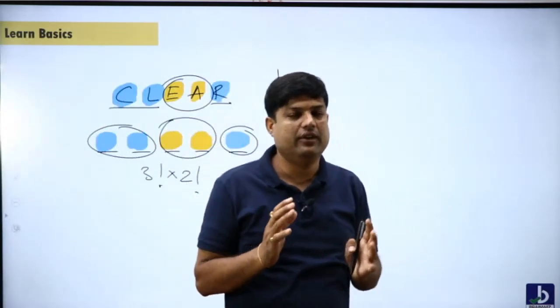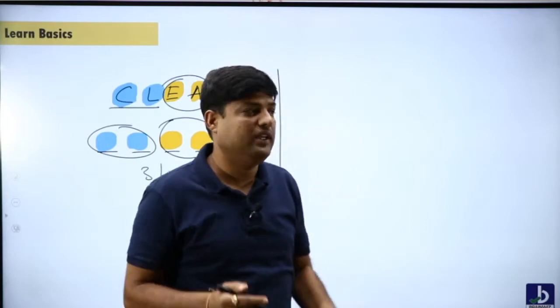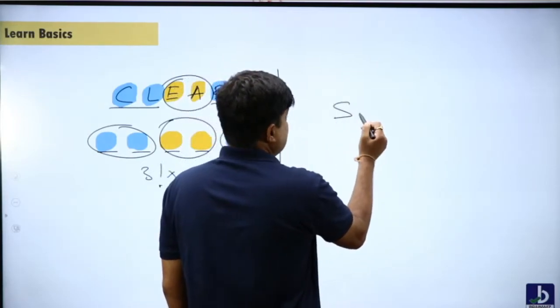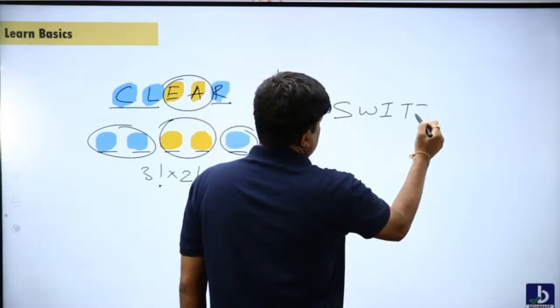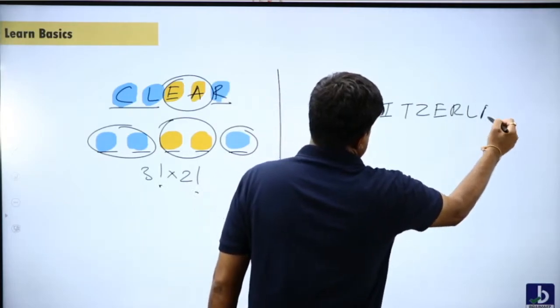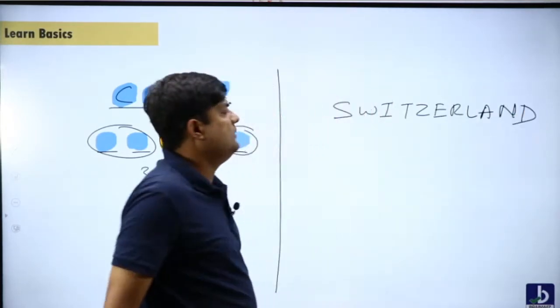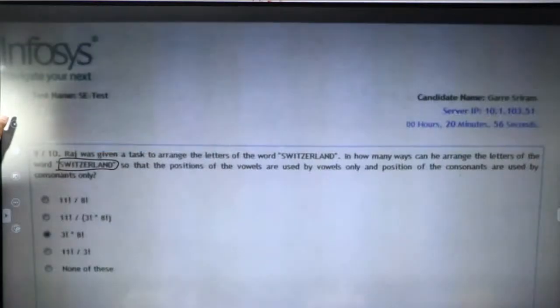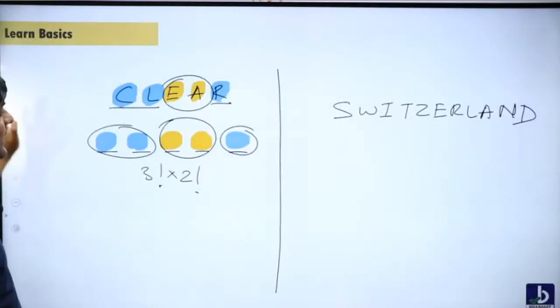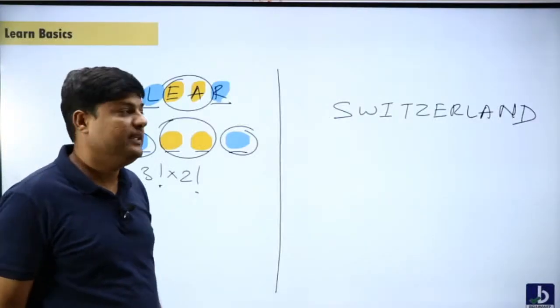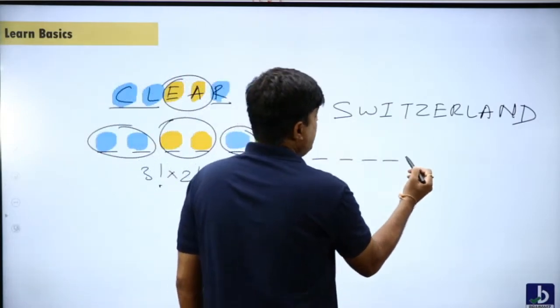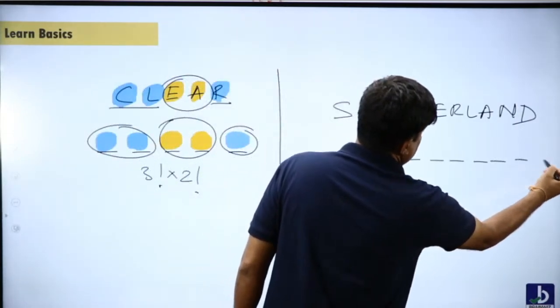Here is a question that was given in Infosys. Take the word SWITZERLAND. It is a big word. 1, 2, 3, 4, 5, 6, 7, 8, 9, 10, 11. Following everybody in this?